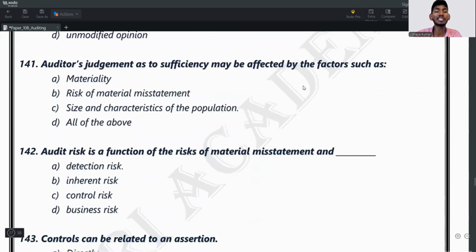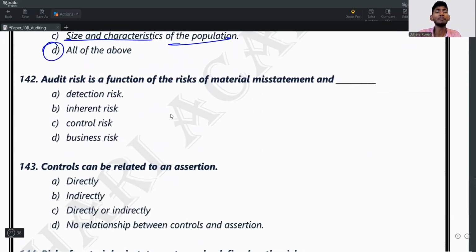Question 141: the auditor's judgment as to sufficiency may be affected by factors such as materiality, yes; risk of material misstatement, yes; size and characteristics of the population, yes. So the answer is all of the above. Next question: audit risk is a function of the risk of material misstatement and detection risk, because the risk of material misstatement comes under inherent risk and control risk.